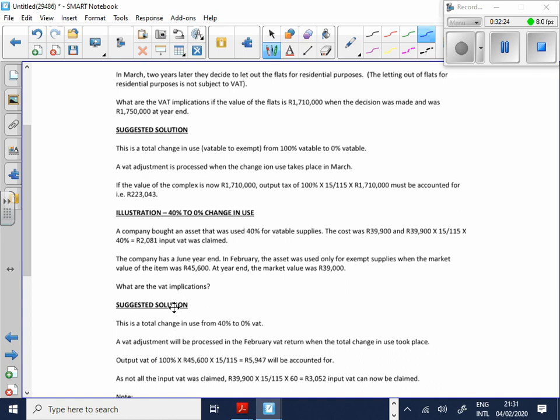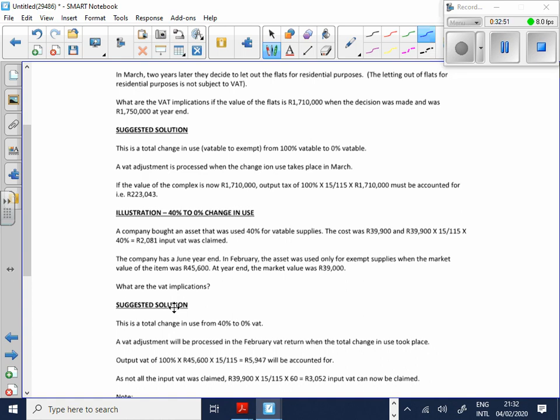So it says the company bought an asset that was used 40% for VATable supplies. The cost was $39.9, and $39.9 times 15 over 115 times 40% is 2081. In February, the asset was used only for exempt supplies when the market value was 45.6. At year end, the market value was 39. Now, guys, I just need you to understand, in a partial question, you base it on market value at year end. Is that all right?